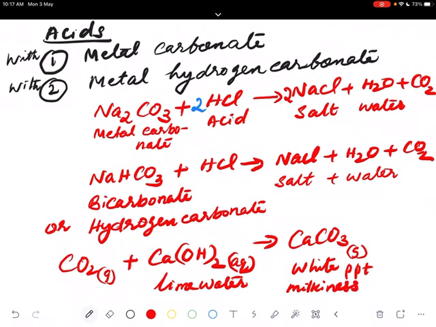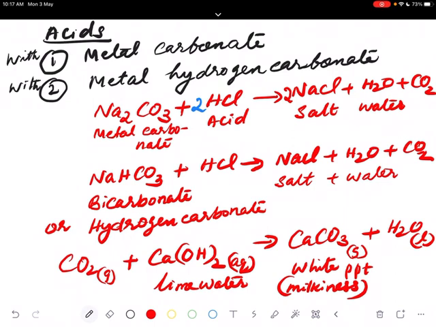Milkiness, or it becomes milky, plus H2O liquid. So what you are seeing is a milky solution. If lime water turns milky, then you can say that the passed gas is carbon dioxide. If you pass this carbon dioxide for a longer time, then the milkiness disappears. That is due to the formation of calcium hydrogen carbonate.